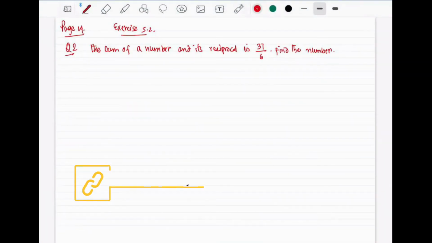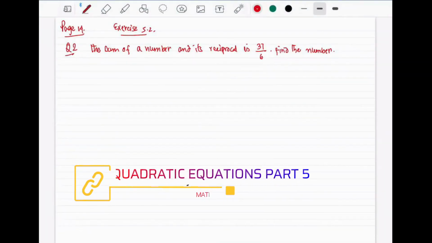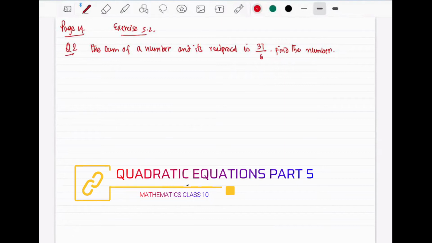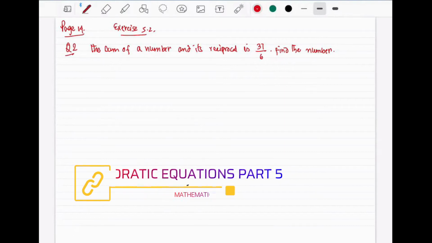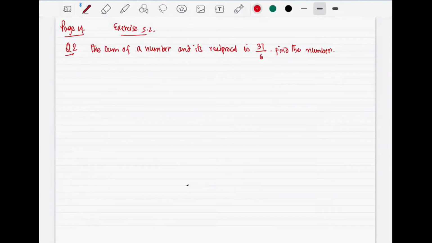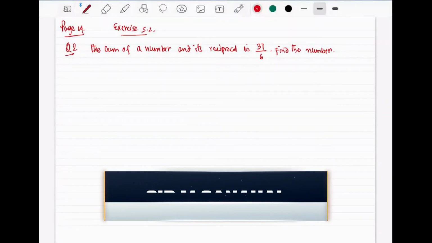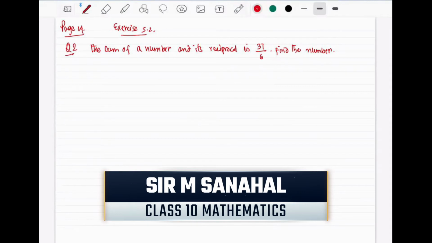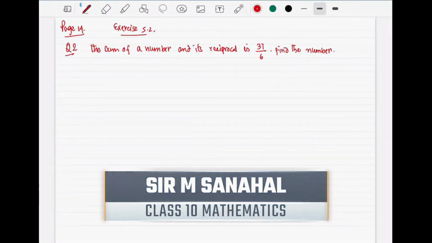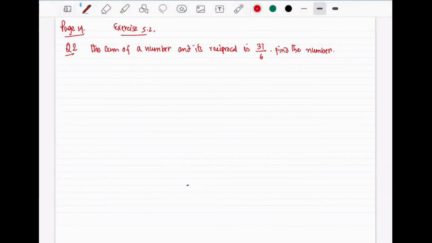Hello students, we are continuing with the quadratic equation part 5. Today we are taking up the word problems from your exercise 5.2. I'm just picking out the very important ones, questions that have already been asked in your board examination in the previous year, and the questions that are likely to come. These questions are repeated again and again in your board exams. And the leftover ones, I believe you all can do just by looking at the solved examples before exercise 5.2.